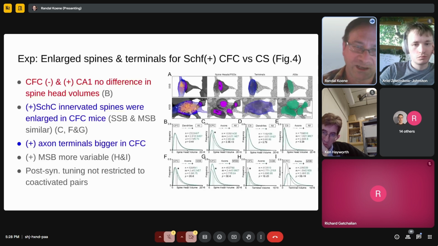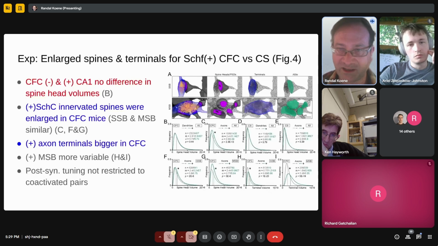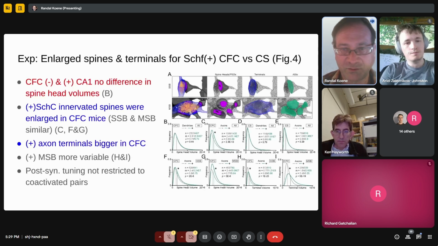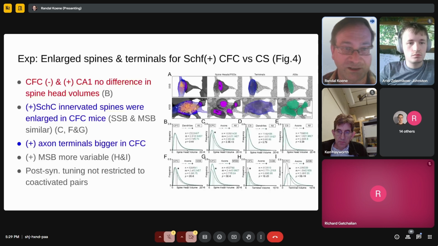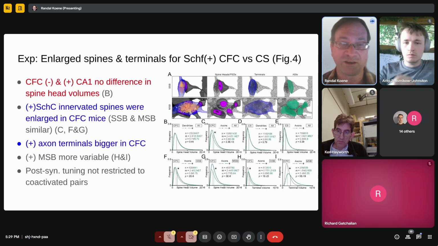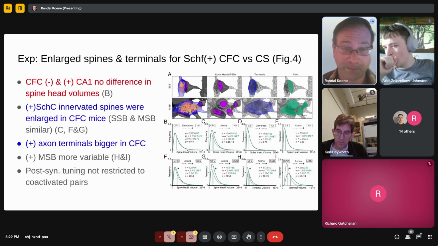They then subdivided connections of plus MSBs by the activity history of CA1 pyramidal neurons. Neither the distributions of spine head volumes on minus or plus dendrites nor the correlations between pre- and postsynaptic structures were significantly different, indicating that the tuning of postsynaptic weights is not restricted to co-activated pairs. Thus, the persistent restructuring of CA3-CA1 synapses after associative learning appears to be non-Hebbian at a cellular level.